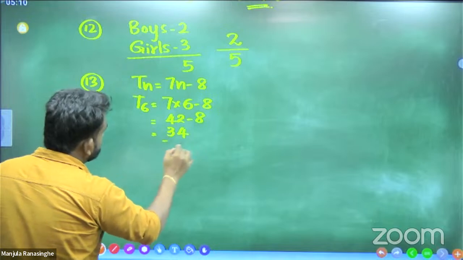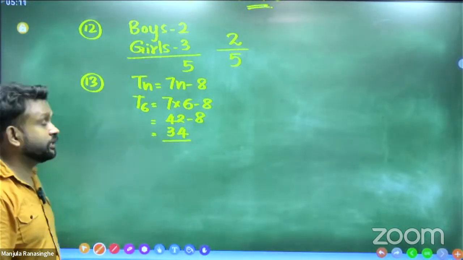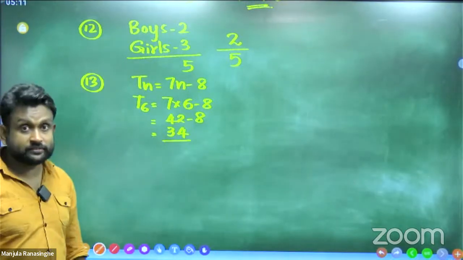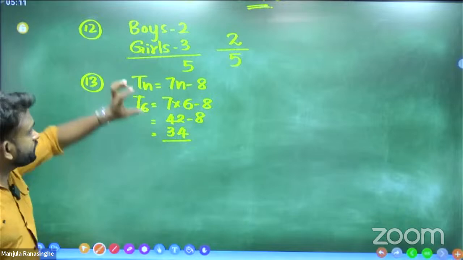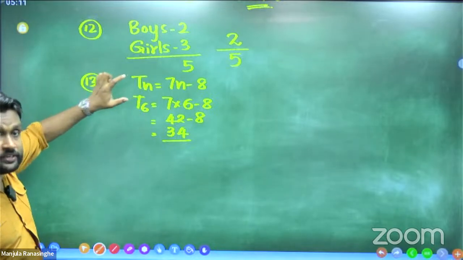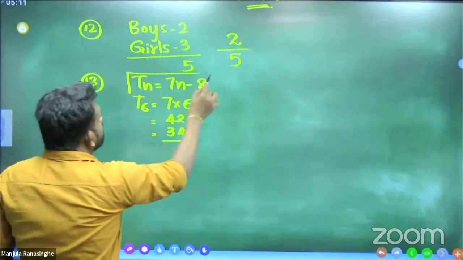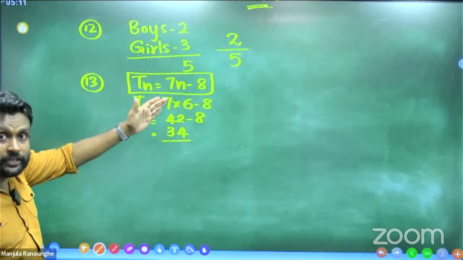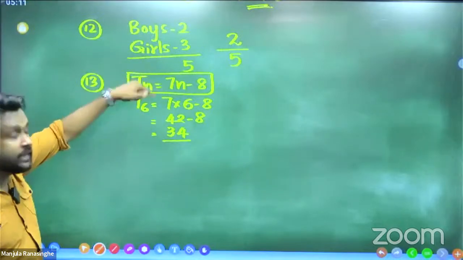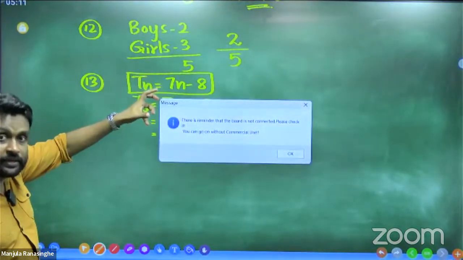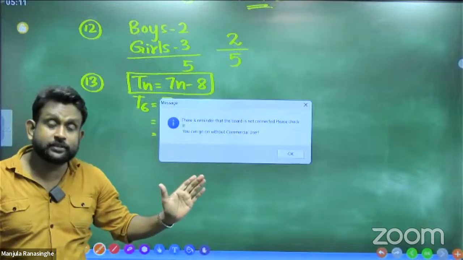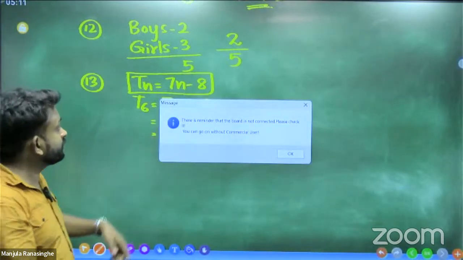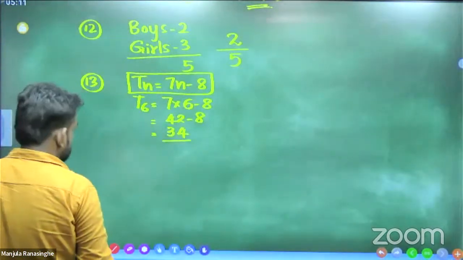That gives you 34. 42 minus 8, then 34 is the answer. For the general term, the main use is you can write any value for n and take the answer for Tn. For n equal 10, 15, and 20, you can find any certain term by substituting the value for n. So for the 6th term, 7 into 6 minus 8.